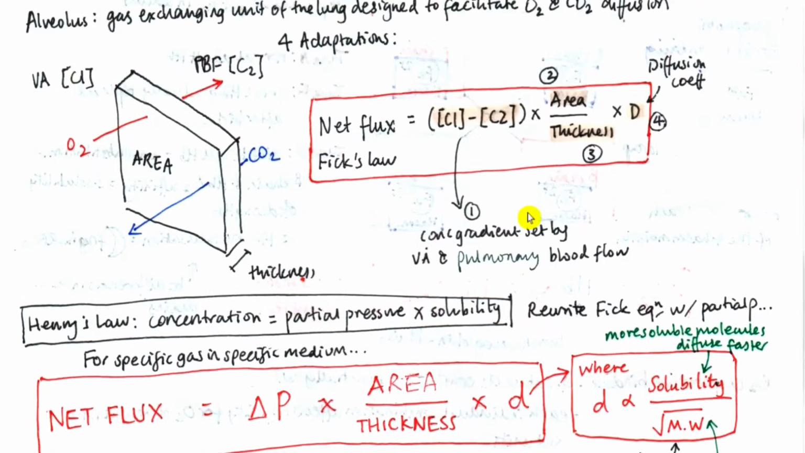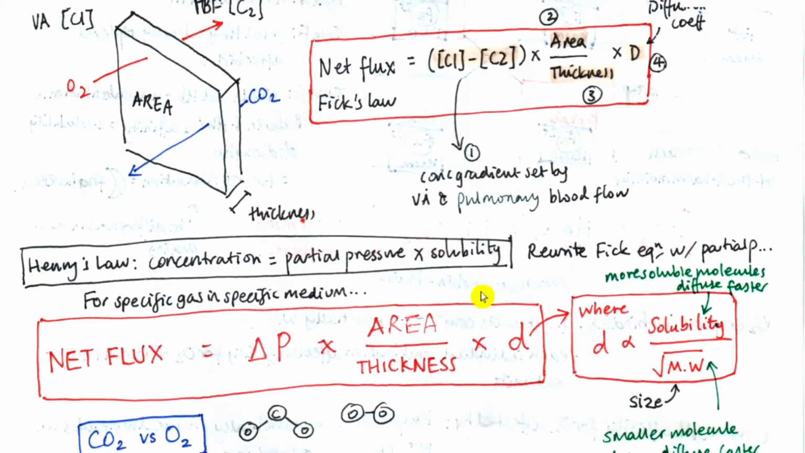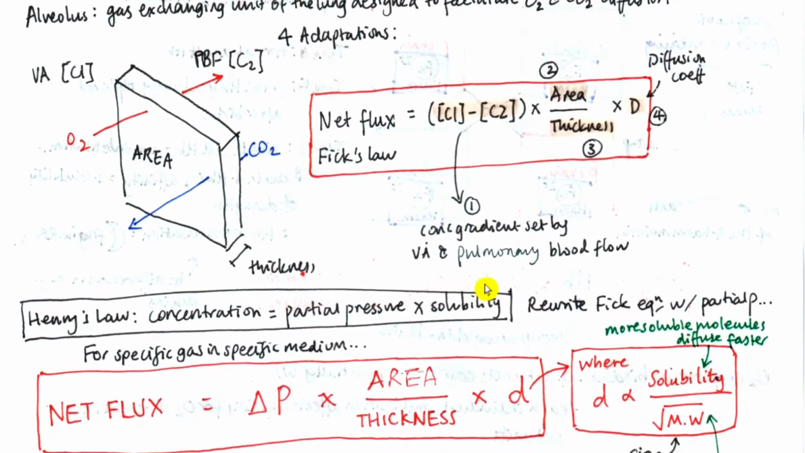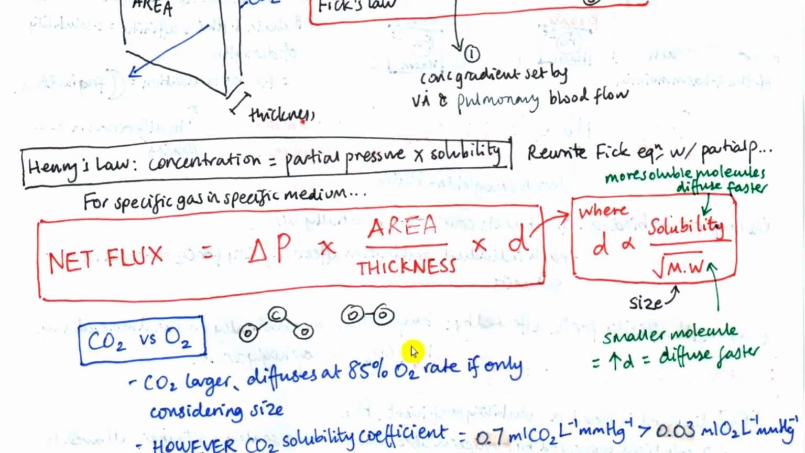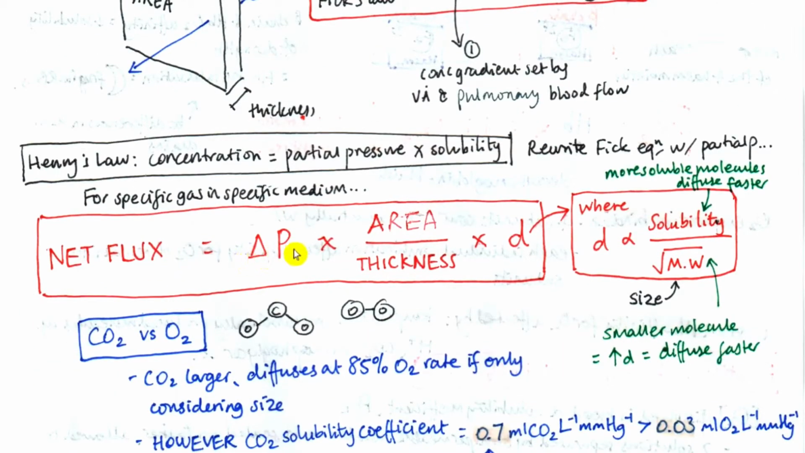So there's a way that we can rewrite Fick's equation in a different way to have a closer look at the diffusion coefficient. And we can do that using Henry's law. So Henry's law states that concentration equals partial pressure times solubility. So we're looking at the concentrations here, and we can replace these concentrations with partial pressure times solubility. Rewriting the equation, for a specific gas in a specific medium, for example oxygen in the blood, the net flux equals delta P, which is the partial pressure gradient now, times the area over the thickness times d, small d, where d is proportional to solubility over square root of molecular weight.